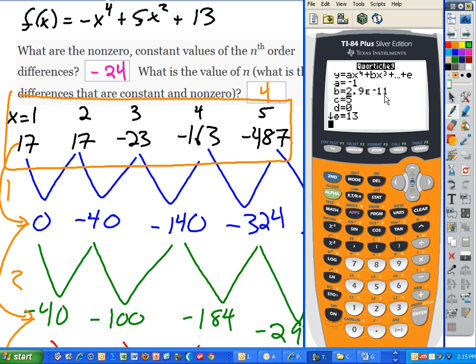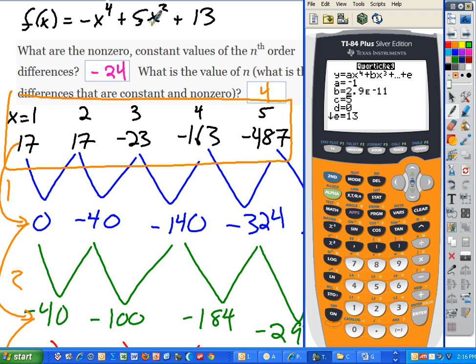So I get negative x to the 4th plus 5x squared plus 13. Well, what do you know? That's our function, right? It had to be, right? I mean, that's all we did was test the calculator's ability to do regression. We already knew the answer, and it did it, right? But that's how we normally would proceed. We normally wouldn't have known the function.